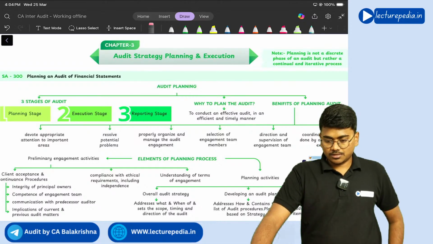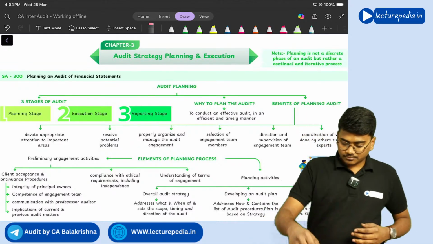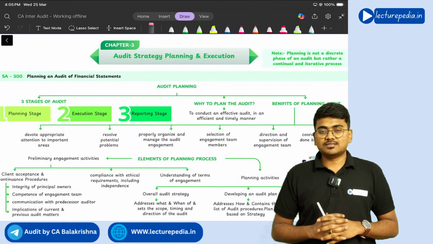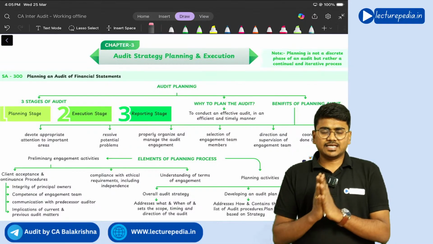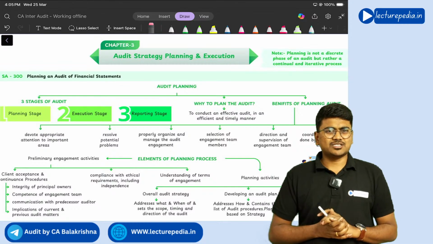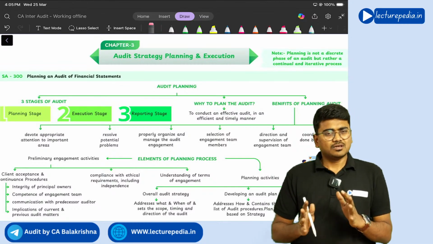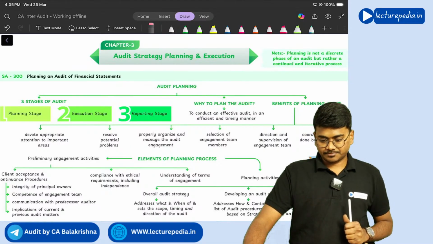Okay, we'll start with the discussion of the chapter. If at all you have any doubts during the discussion of the chapter, you can let me know in the comment section. I'll be taking up all your doubts at the end of the session. This is basically a small chapter. We'll be completing revision of this chapter within 1 hour. Okay?